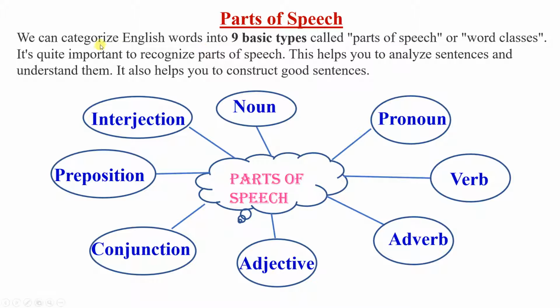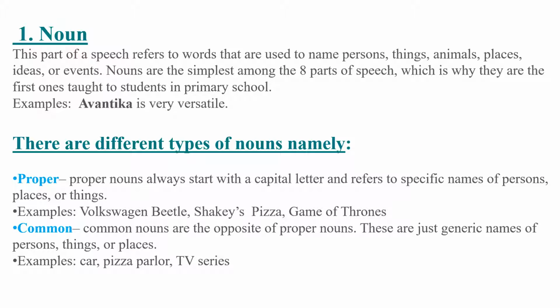So basically parts of speech is divided into 9 basic types, but here we will see that 8 basic types are main. The ninth one also I am going to teach you. So first is noun, pronoun, verb, adverb, adjective, conjunction, preposition and interjection. So let us start with noun.